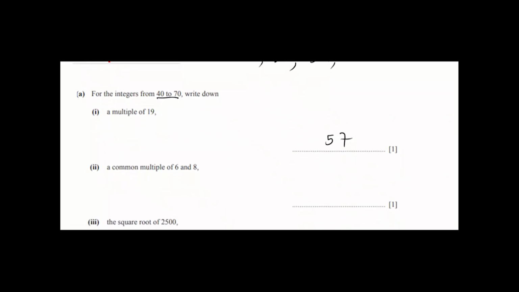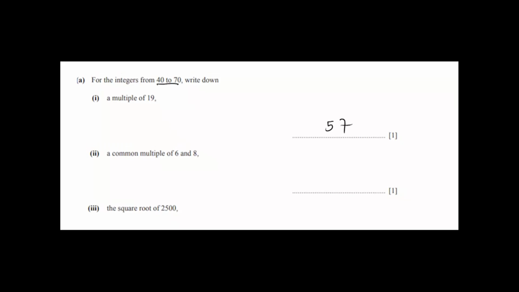So let's scroll up a little bit. A common multiple of 6 and 8. Using the shortcut method, you need to do 6 times 8, that will be 48. Since it is a common multiple, you can pick 48 directly.